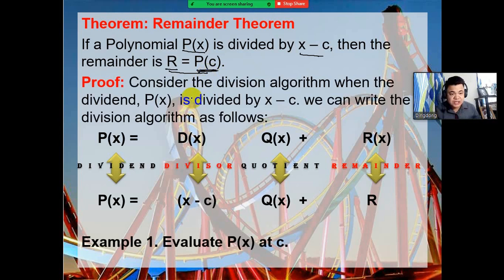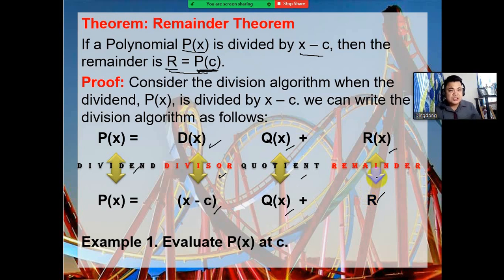So the proof is, consider the division algorithm when the dividend p of x is divided by x minus c. We can write the division algorithm as follows. p of x equals d of x times q of x plus r of x. Let's talk about them one by one. p of x is your dividend, equals d of x. d of x is your divisor, which is x minus c, and q of x is your quotient, plus r of x is also what we call the remainder.